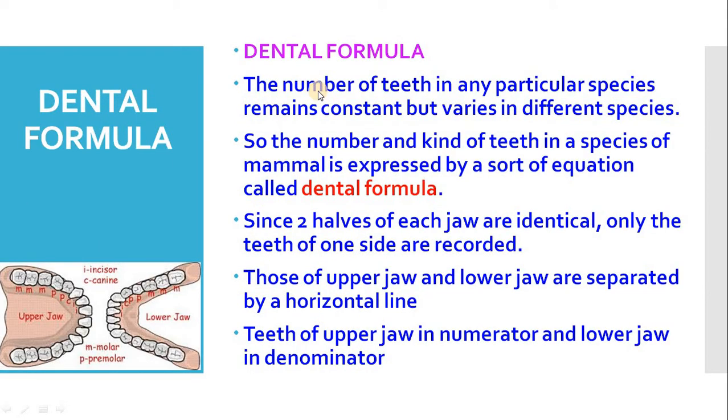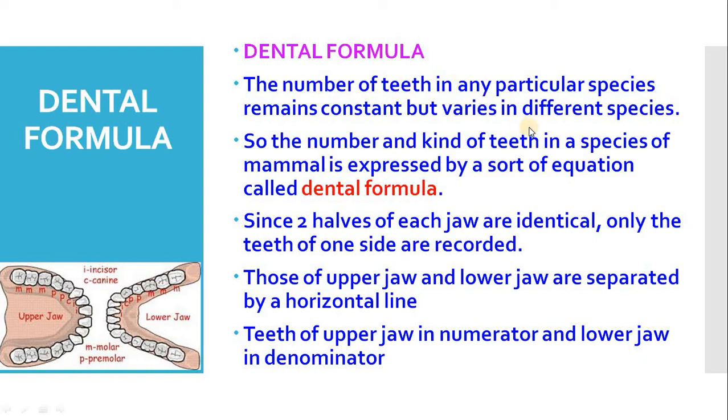Then let's go to the dental formula. We have seen that each species has a particular type, number, and arrangement of teeth, and that is what is called dentition. So there will be a dental formula. The number of teeth in any particular species remains constant but varies in different species. So according to the number of teeth, we can set different formulae for each species. They are called dental formulae.